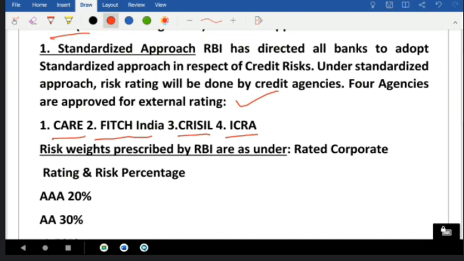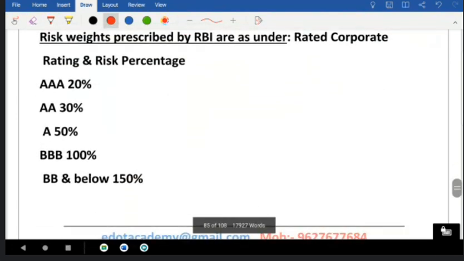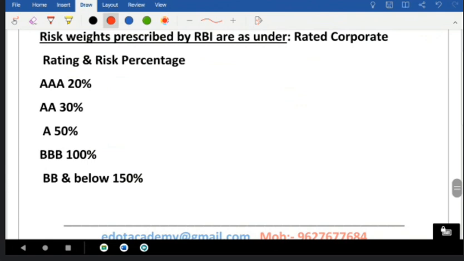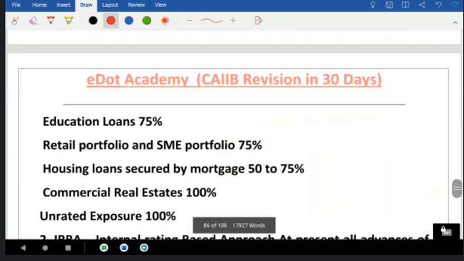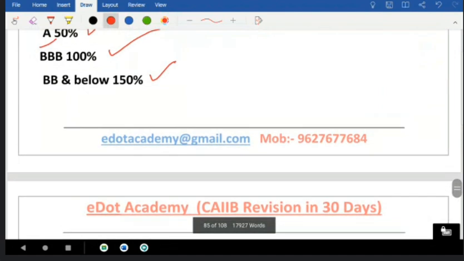Like if it is AAA, 20%, I mean less risk. Risk percentage 20%. If it is AA, 30%, now increasing. If it is single A, 50%. If it is triple B, 100%. Double B, 150%. It means as the risk rating goes down, the risk percentage will increase. And double B and below, it is 150%.